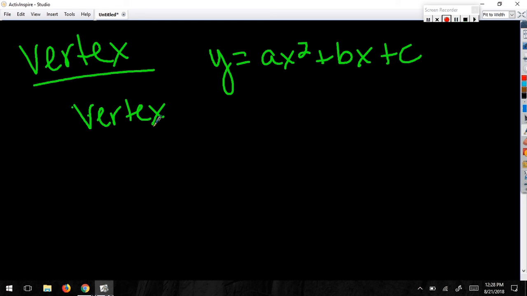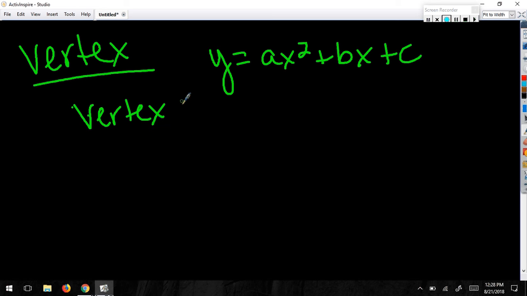If this is my parabola, my vertex is going to be xy. It's got two parts, an x and a y. The equation of this line, a vertical line, is in the form x equals. That's a vertical line, so finding x gives me my axis of symmetry. Does that make sense? Okay.